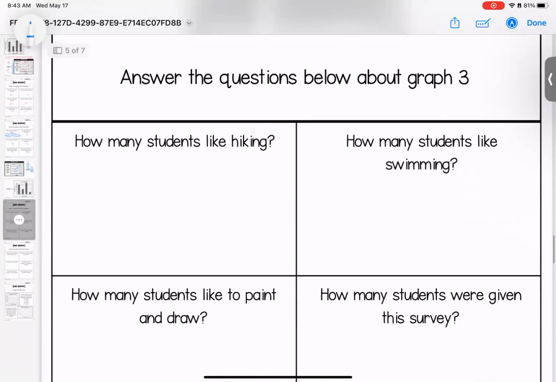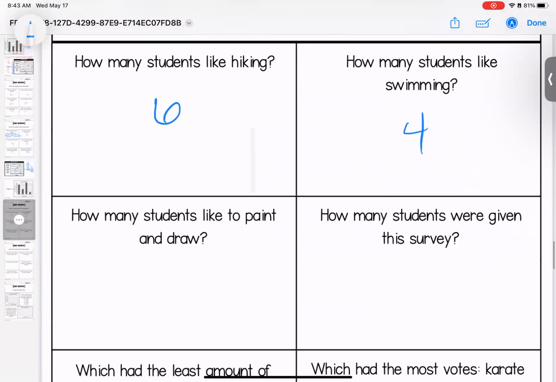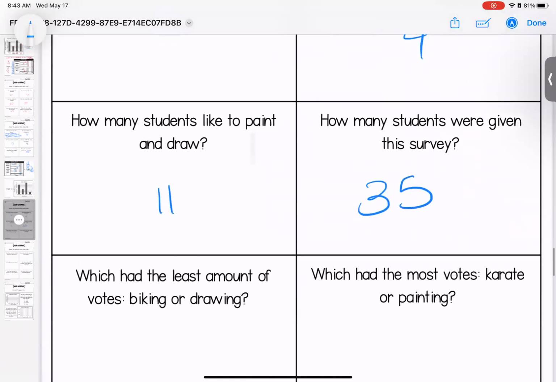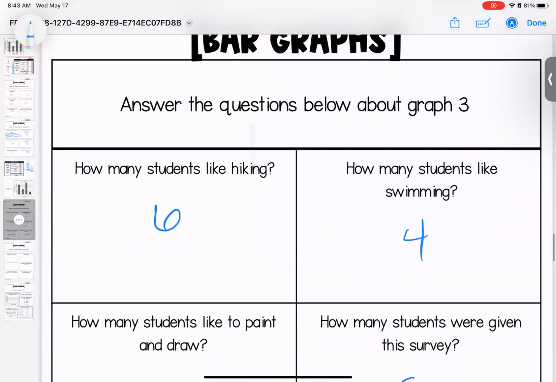Coming down to fill these in on our page, there were 6 students that liked hiking, 4 liked swimming, a total of 11 for paint and draw. 35 students were surveyed. Drawing was the least liked, and karate was the most liked. Questions on this? And bring them with you to class.